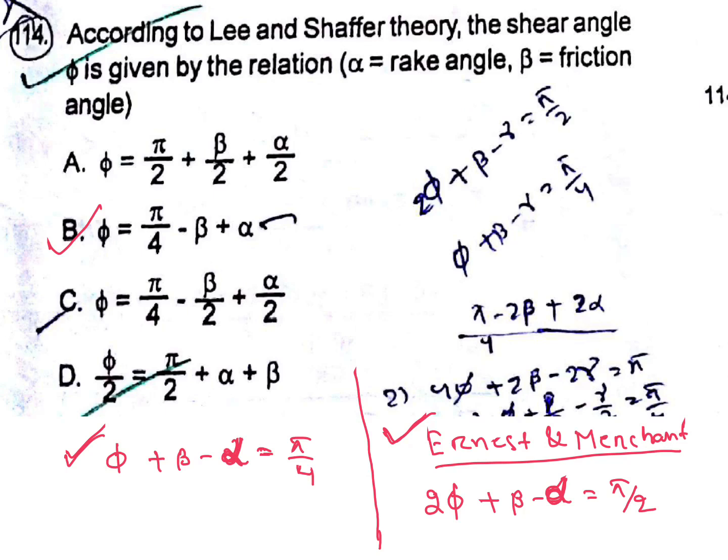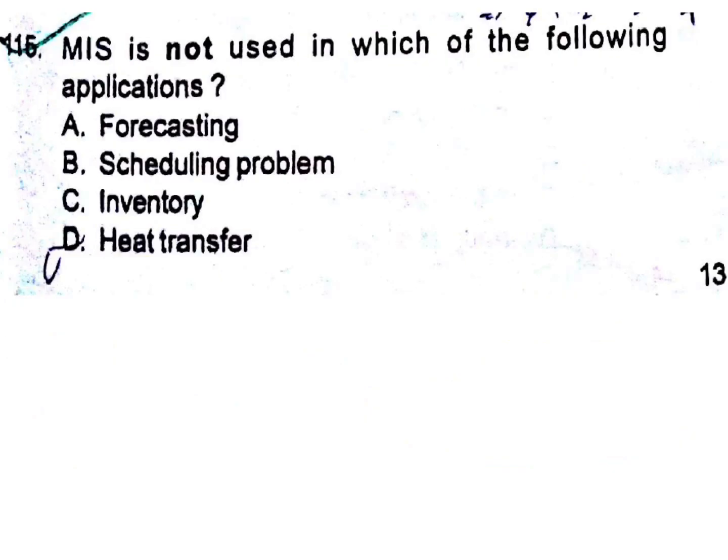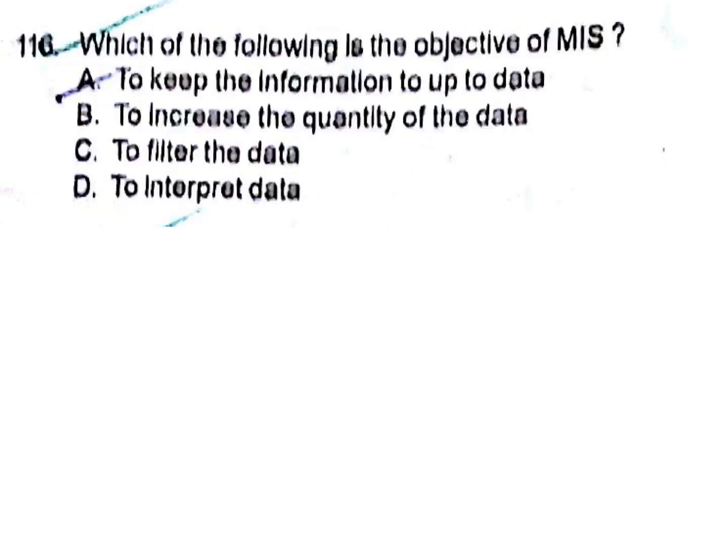MIS is not used in which of the following application? Management information system. A forecasting, B scheduling problem, C inventory, D heat transfer. Heat transfer is our answer. MIS we are not using for heat transfer applications. Which of the following is the objective of MIS? A to keep the information up to date. B to increase the quantity of data, C to filter the data, D to interpret the data. A is our answer. MIS objective is to keep the information up to date.